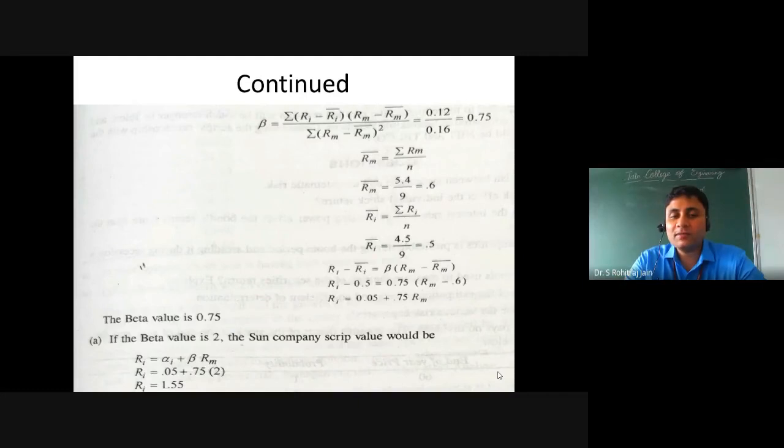So it is in the form, how is it in the form? Ri is equal to alpha plus beta into Rm. Right? So alpha value I got to be equal to 0.05. So I apply that alpha value to the equation here down below. That is the B part.